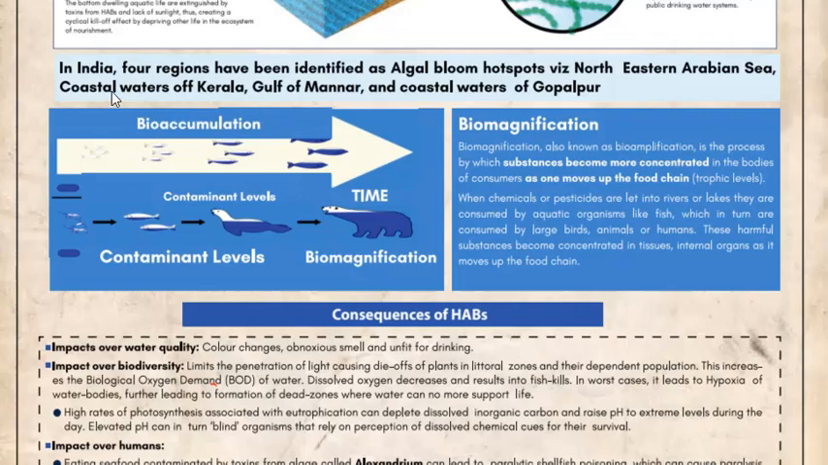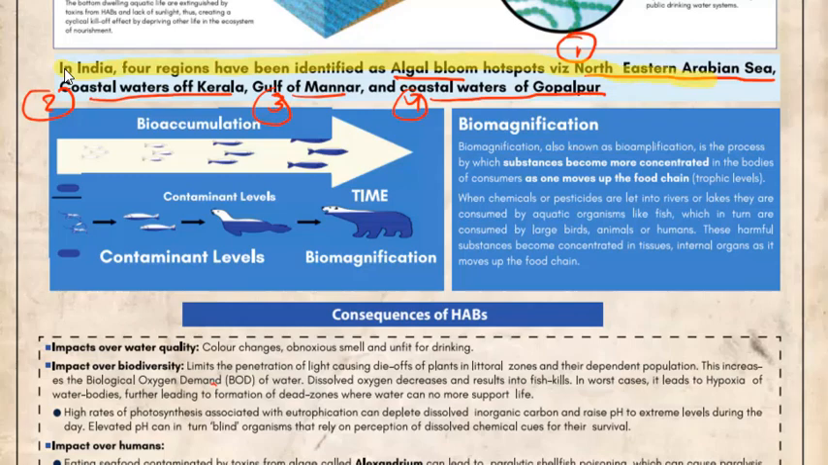Next, it is given that in India, 4 regions have been identified as algal bloom hotspots. First is the northeastern Arabian Sea, second is the coastal water of Kerala, third is the Gulf of Mannar, and fourth is the coastal water of Gopalpur. These are important, you should remember this. Next, coming to bioaccumulation.